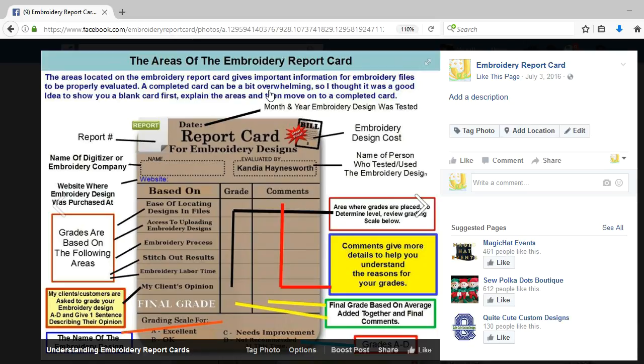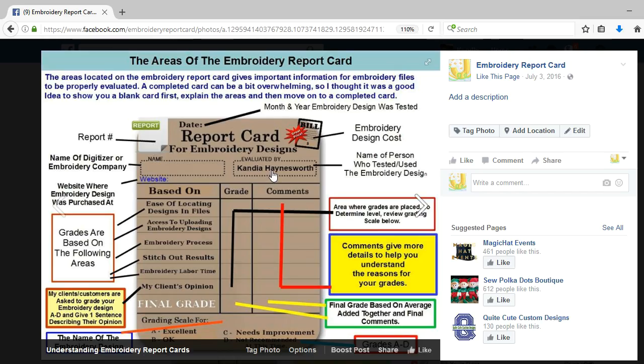When you are viewing an embroidery report card, the first thing you want to pay close attention to is the month and year the embroidery design was tested. This is because we want to be fair. We want to give the embroidery designer the opportunity to fix the flaw, if there is any, that I am pointing out. So for example, if there's an embroidery design that was dated July of 2015 and now it's November of 2017, it is fair to believe that the embroidery designer would have at least updated the file and corrected the flaw that I would have pointed out. So paying close attention to the month and the year that the design was tested is really important.